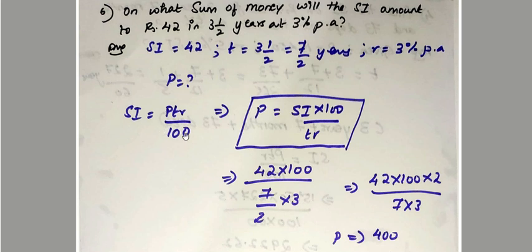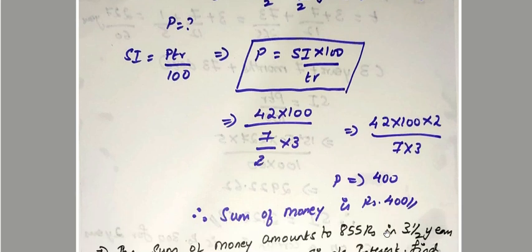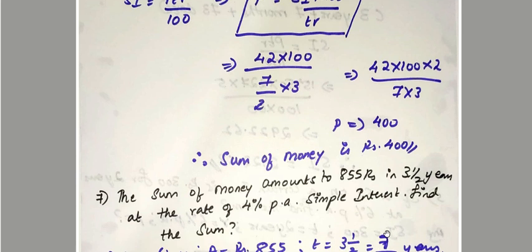So simple interest is equal to PTR by 100. The principal amount can be found with the same formula, wherein you bring your principal to your left hand side. Principal is equal to simple interest into 100 divided by TR, which is 42 into 100 divided by 7 by 2 into 3. The 2 in 7 by 2 can come to the numerator as multiplication, because here it is in division. So 42 into 100 into 2 divided by 7 into 3. Your principal amount is 400. So your sum of money is rupees 400.